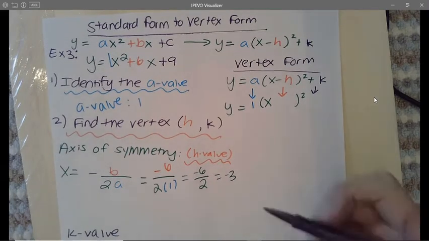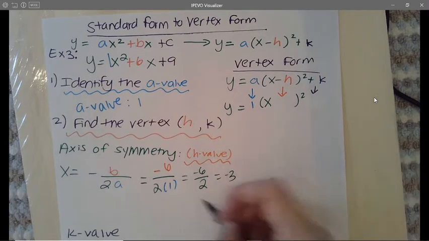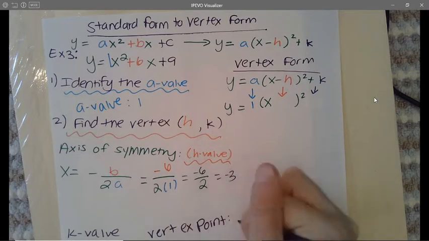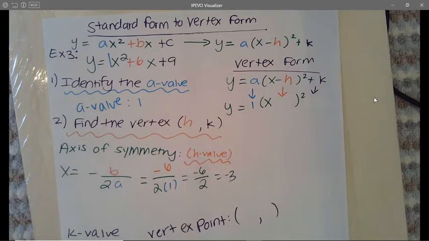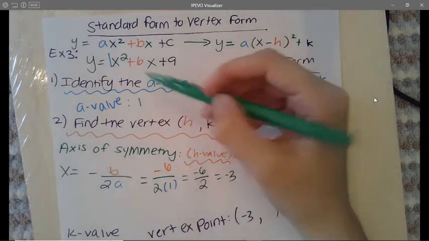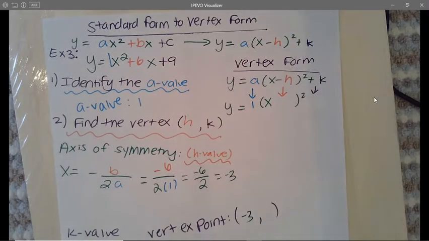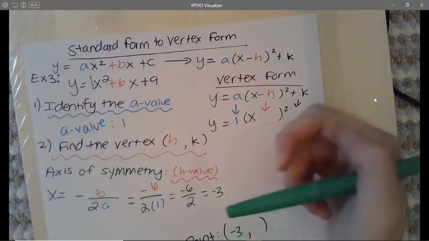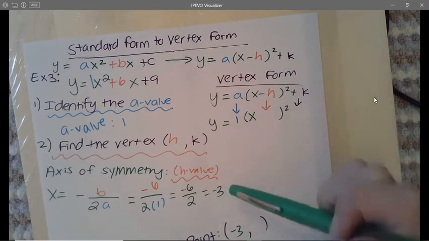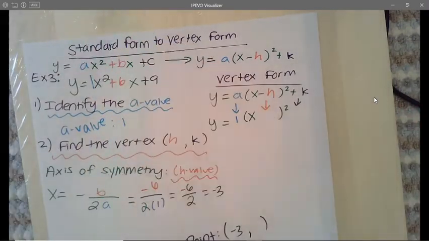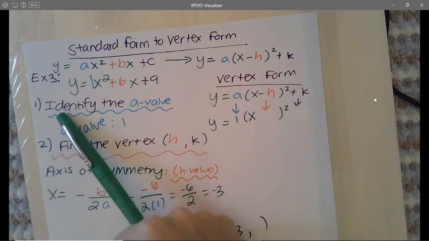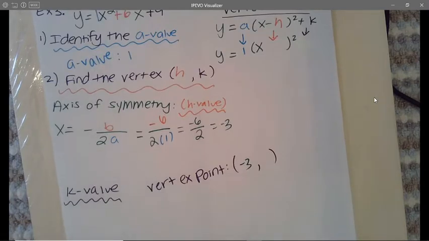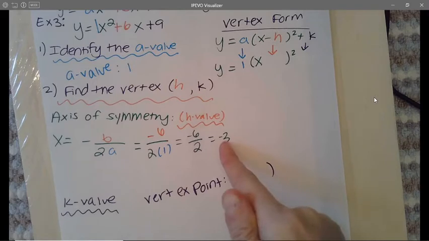All right, so my vertex point, I didn't really make a spot for it, so I'm just going to do it right here. The h value we know is negative 3. I'm just going to double check everything real quickly. Yep, negative 3. Okay, and now we need to find the k value. Remember the way we do that, from example 1 and 2, I'm going to substitute -3 in for every single x in my equation, and that will give me the k value, which is the y coordinate of my vertex point.